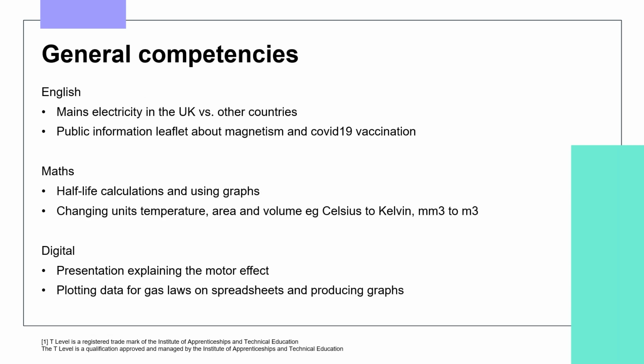To further embed the general maths, English, and digital competencies, here's some suggestions for including the physics. And these suggestions can also include multiple competencies and the core skills too. So for example, comparing UK mains electricity with other countries and writing a report on this can include core skills like researching, presenting, as well as English and even digital competencies, depending on how they actually present their findings.